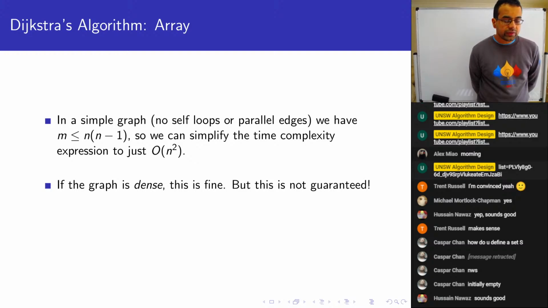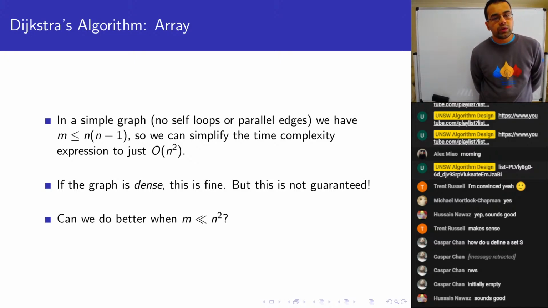So in dense graphs, this is not too bad, but often we're dealing with graphs in which this is not the case. That is, most of the possible edges are not actual edges in the graph. So we should consider what happens when m is much less than n squared. Can we do better in these cases?